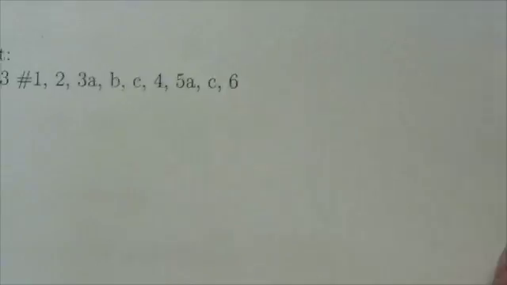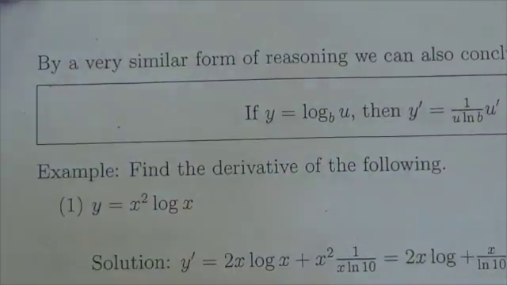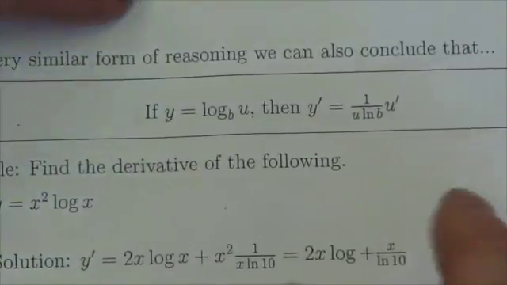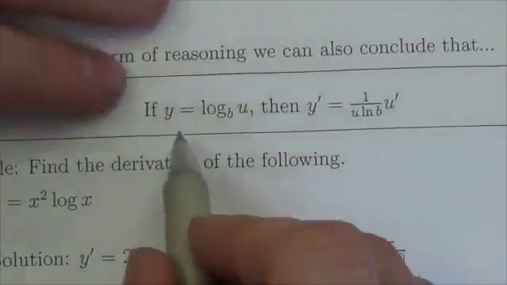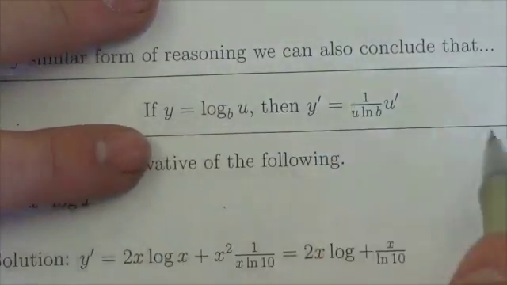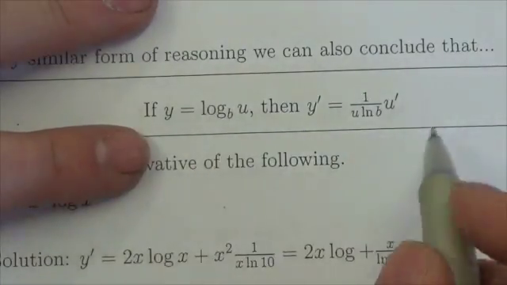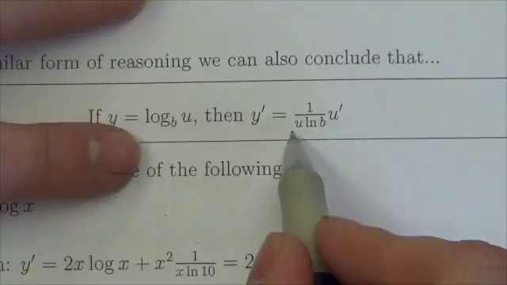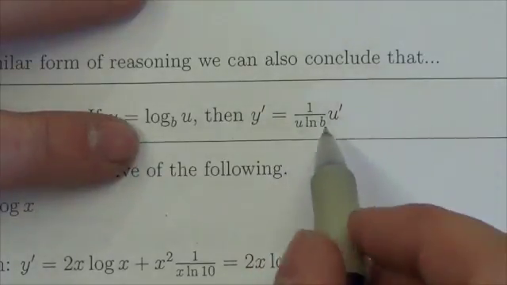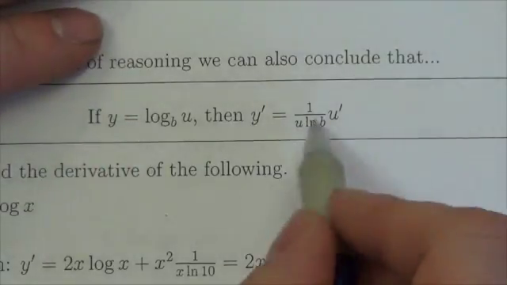Now, one more thing here, and then we're going to do some practice. I'm just going to give you guys this rule now. You can prove it in a very similar way, but if you've got y equal to the log base b of u, some function of u, so now it's a logarithm with a different base here, the derivative becomes 1 over u, and this time you put the natural log of b in the denominator, okay, times u prime here. So that's the rule right there.